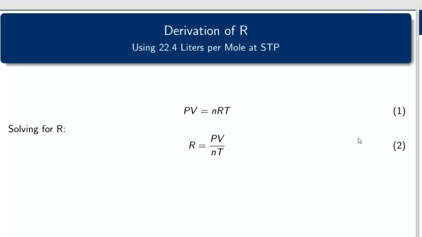Today I'll derive the universal gas constant using the ideal gas law. We know from the ideal gas law that PV is equal to nRT. So from that we can write R is equal to PV by nT.